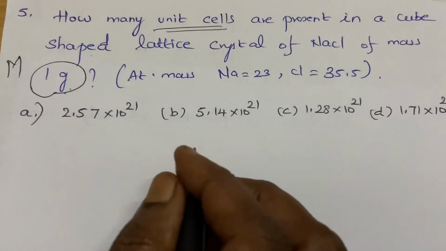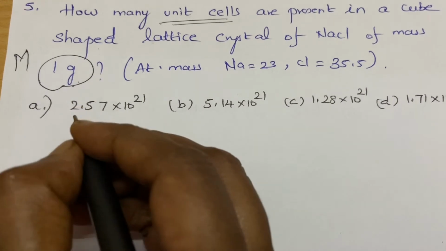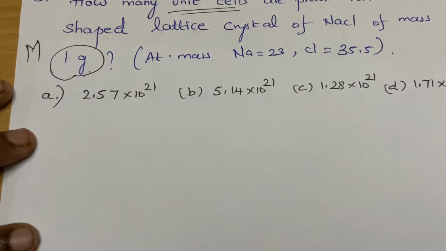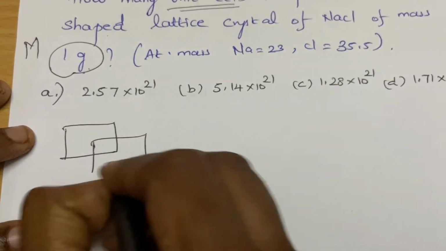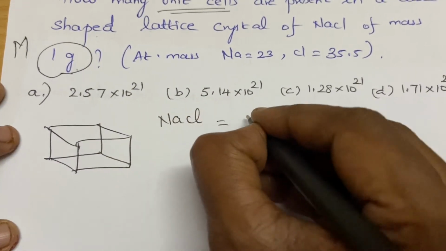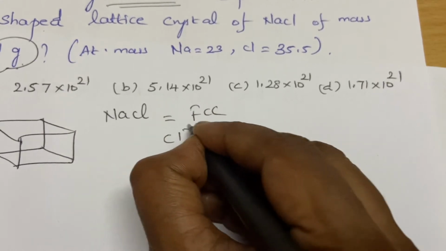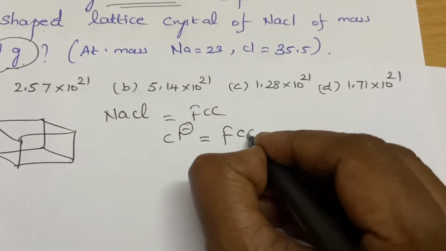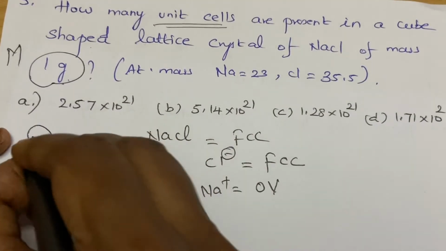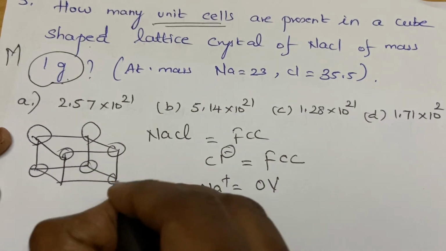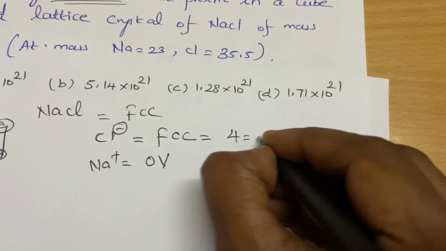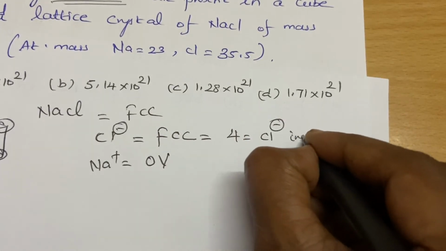Here we can use this formula: the given mass divided by the mass of a unit cell. So how to find the mass of a single unit cell? This is your unit cell. NaCl forms an FCC structure. The chlorine will occupy the FCC, and your Na plus will occupy all the octahedral voids, isn't it? In FCC, all the corners and the face centers will be occupied by the chlorine. What is the number of atoms? So 4 chlorine ions are present.